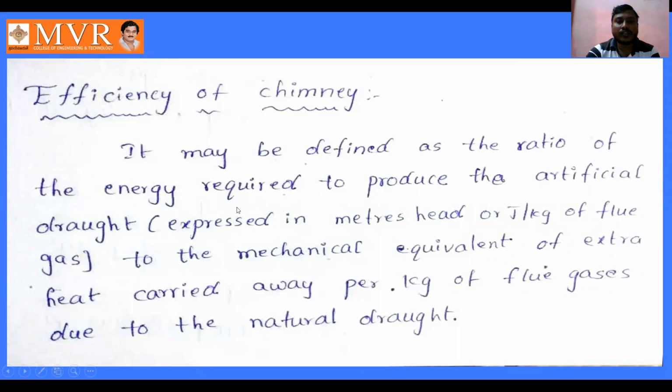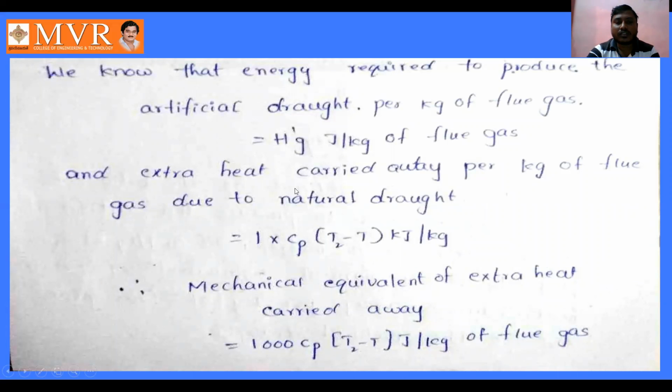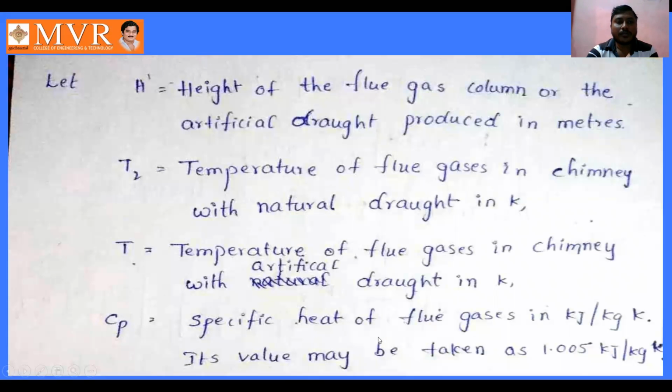The efficiency of the chimney is nothing but the ratio of the artificial draft to the mechanical equivalent of draft produced, which is the difference between the artificial and natural draft. It may be defined as the ratio of the energy required to produce the artificial draft to the mechanical equivalent of extra heat carried away per kg of flue gases due to the natural draft. Here we take the artificial draft as H dash by G, and the mechanical equivalent of extra heat carried away as 1000 Cp into (T2 minus T1). The ratio of these is the efficiency of the chimney.